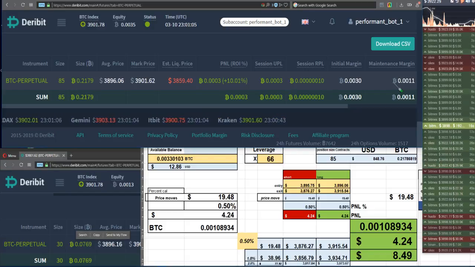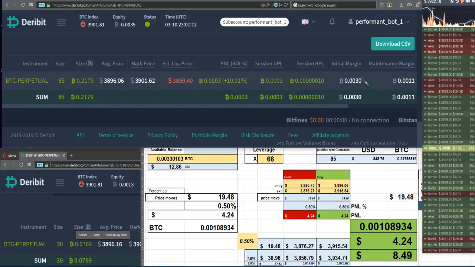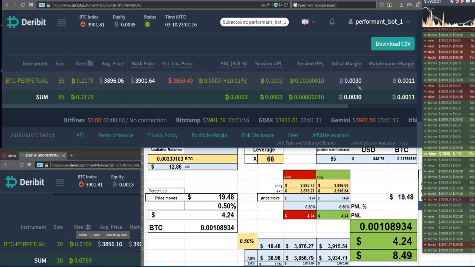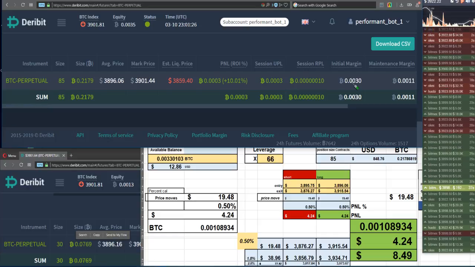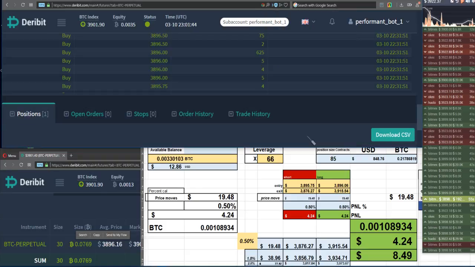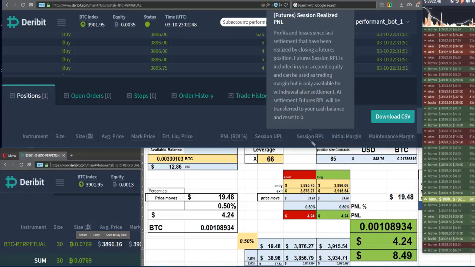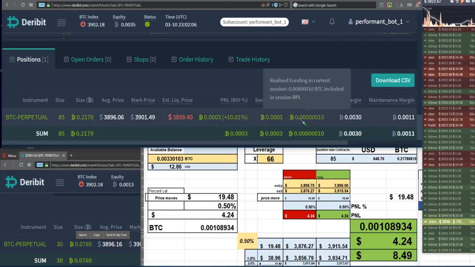Here's my initial margin. No, this is maintenance margin. Oh, my initial margin's right here. So you want to get your initial margin returned, and you want to get your... damn, that's big. Futures session realized P&L. Futures session unrealized P&L. Realized, unrealized.